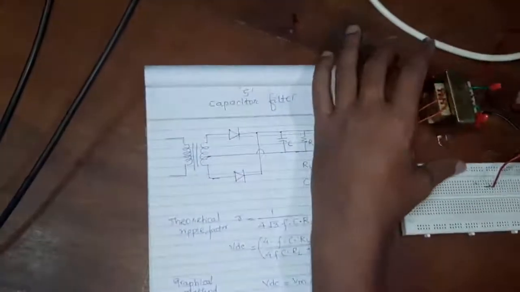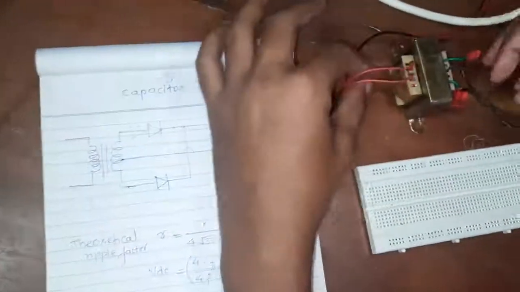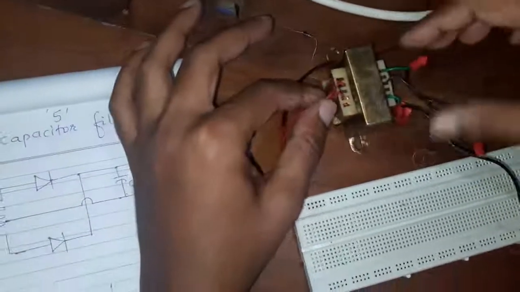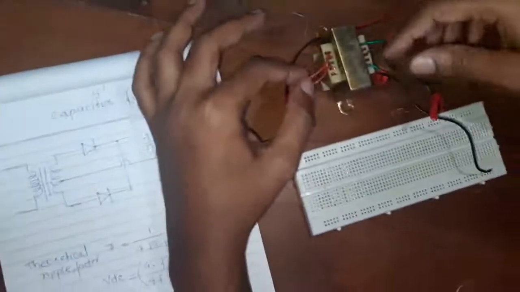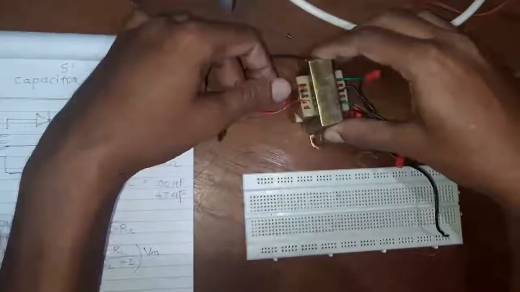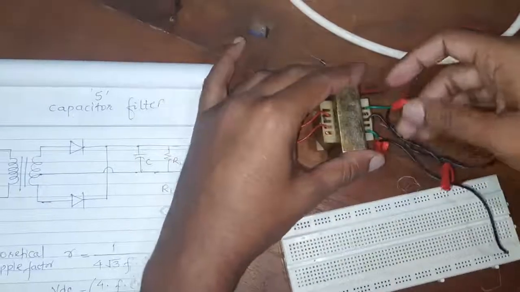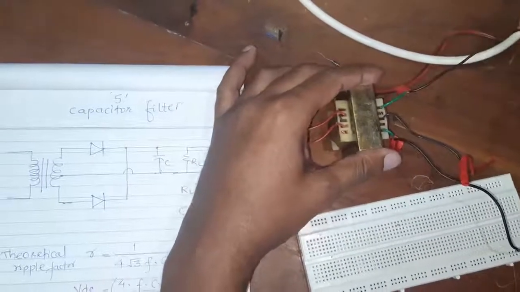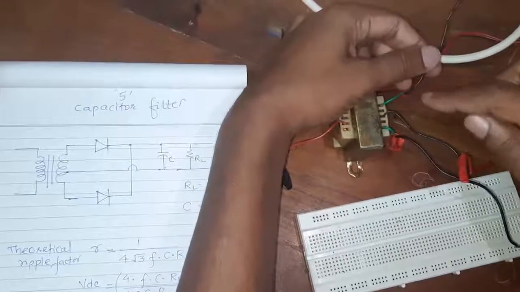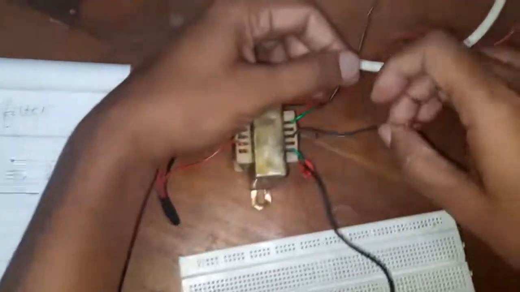So this is a center tap transformer. This section is the primary, and this section is the secondary. The primary has two windings, two wires: AC and ground, AC and neutral. Your secondary has three windings: this is one, this is second, and this is the center tap.